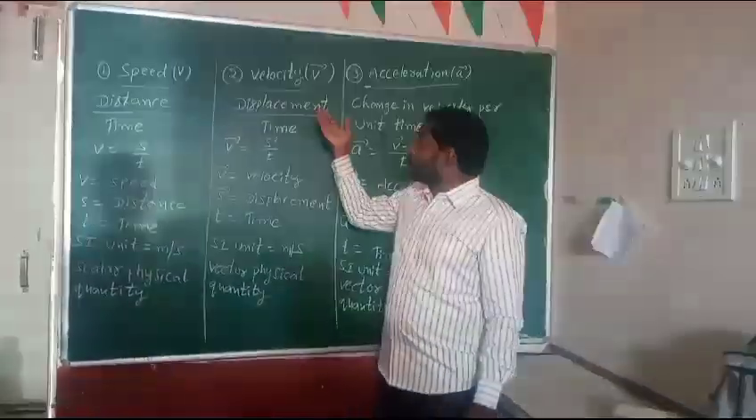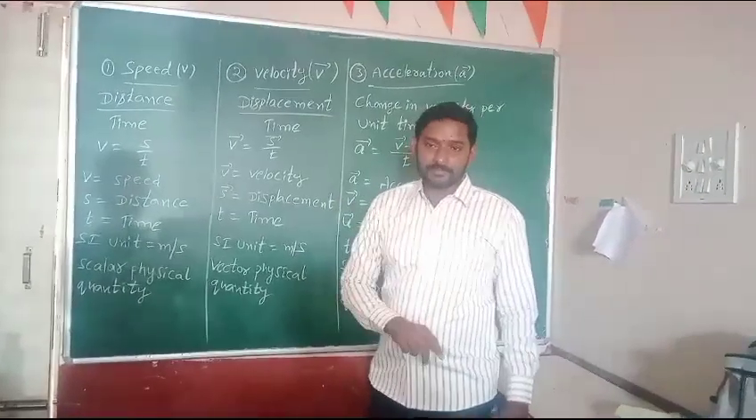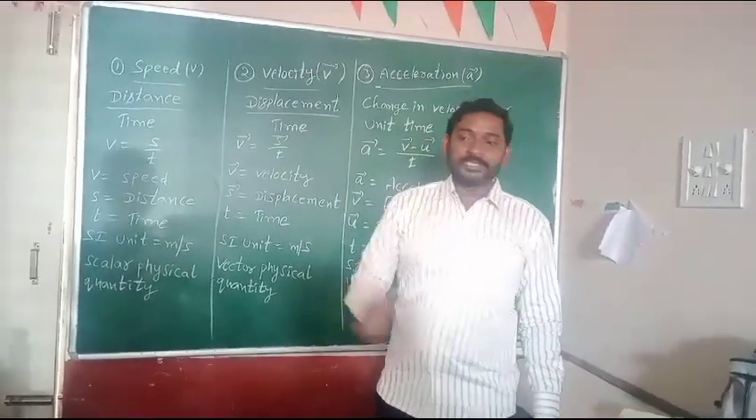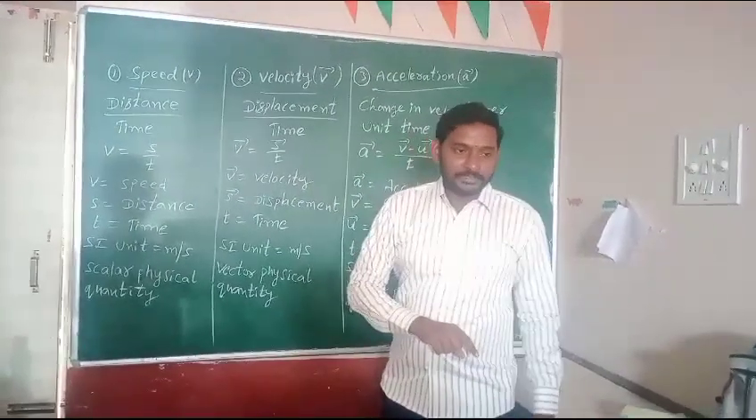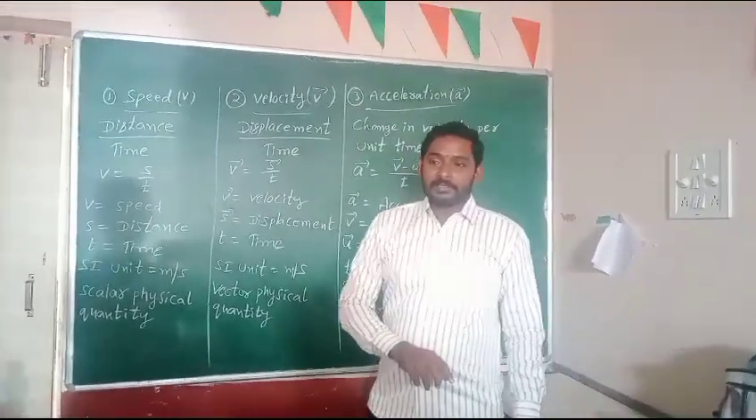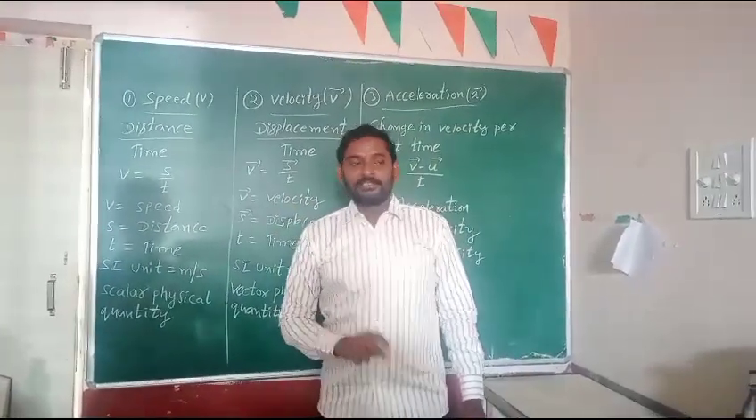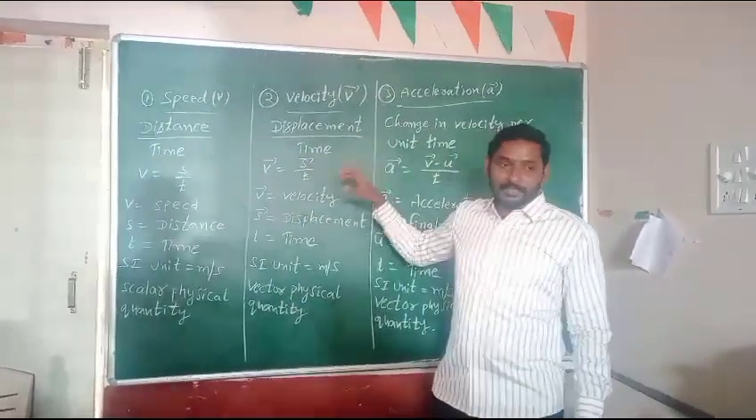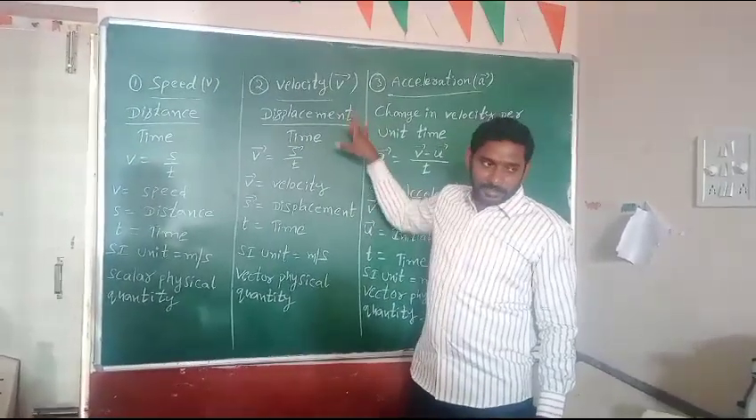For example, an object traveled 20 kilometers towards east. Here 20 is the magnitude, the numerical value, kilometer is the unit, and east is the direction. That means the object traveled 20 kilometers towards east. That is an example of velocity.